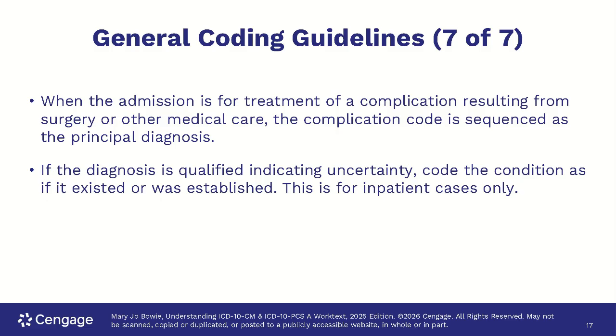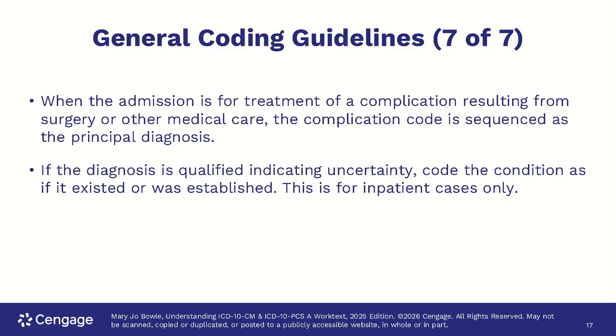All right. So the next guideline is when the admission is for treatment of a complication. The complication is sequenced as the principal. A perfect example of that is, let's say a patient had outpatient surgery, supposed to be going home, but that patient had some type of complication that requires that person to be admitted. That complication is going to be the principal.